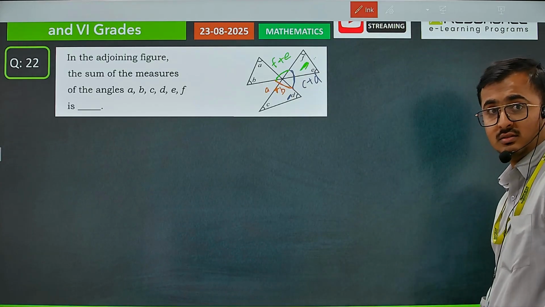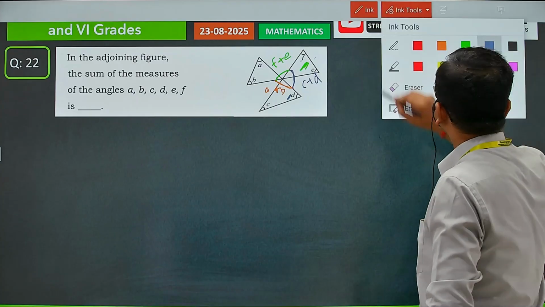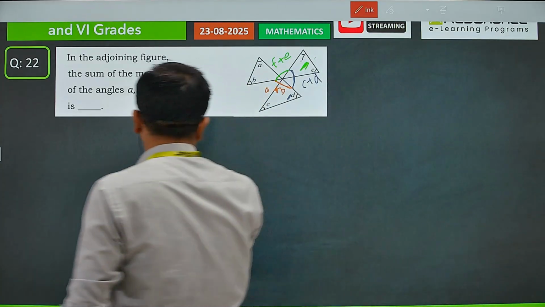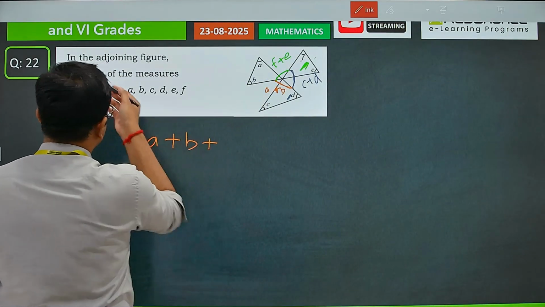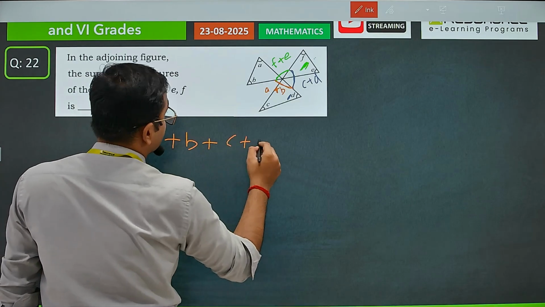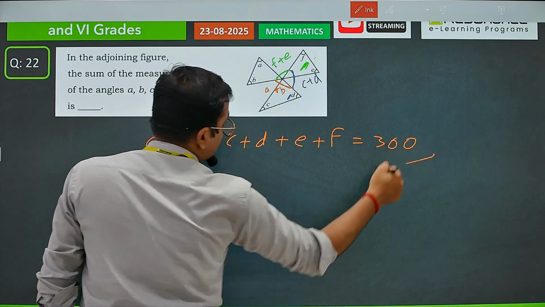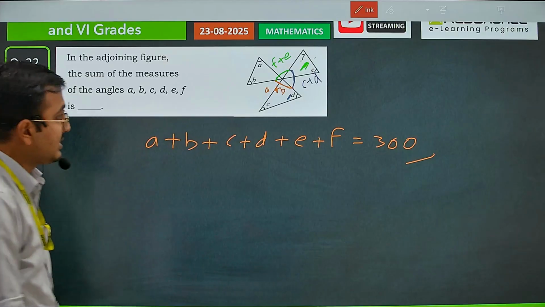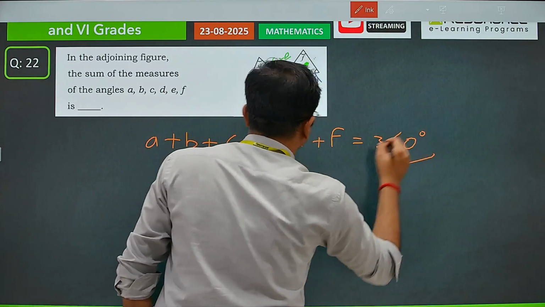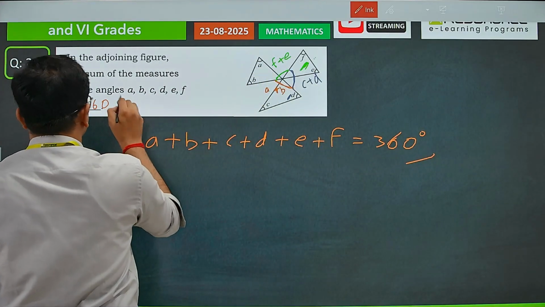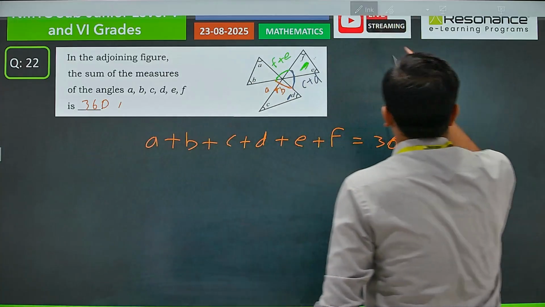Job done. So what's the value? It is a plus b. That's what they're asking, the sum of all the values: c plus d, e plus f. One shot. That's 360 degrees. Done.